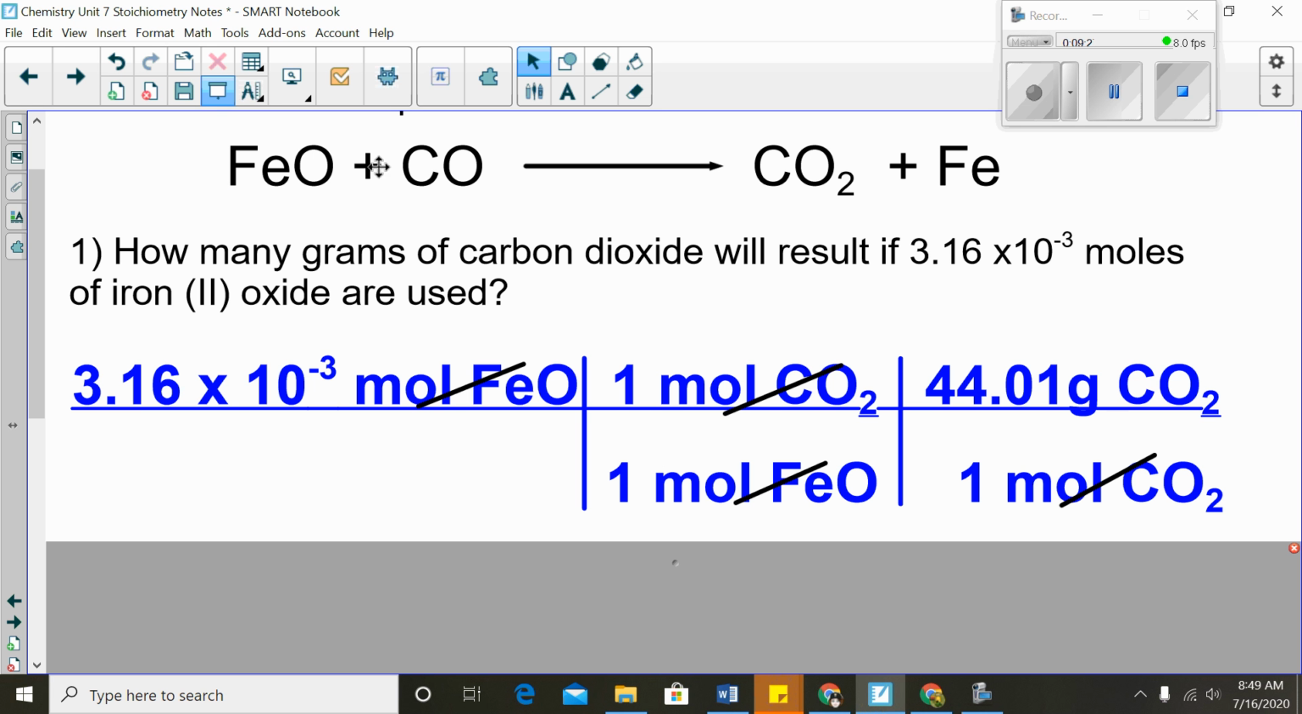Because this equation is balanced with no coefficients, everything is a 1. So FeO cancels, and now you're left with moles of CO2. That's not what you were asked to find. You want grams of CO2. So you can see in my next step, I'm using molar mass. 1 mole is on the bottom, 44.01 grams is on the top.